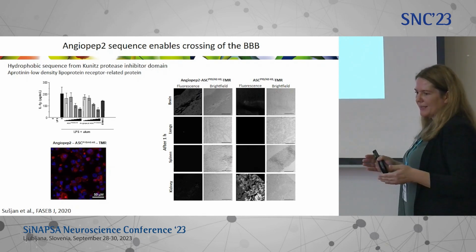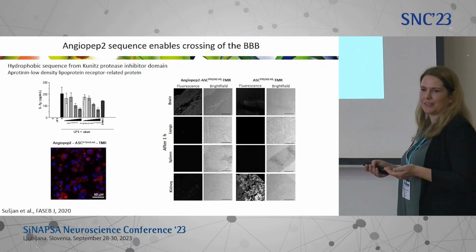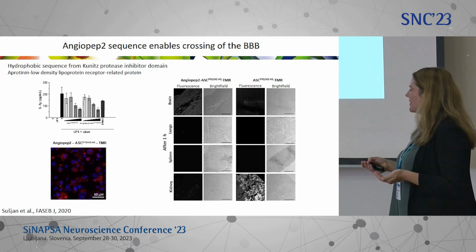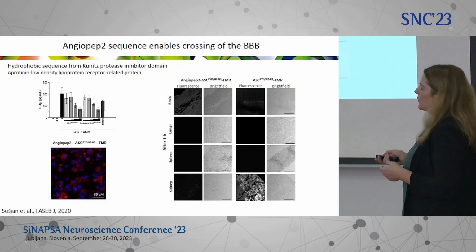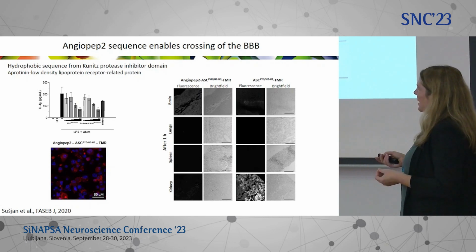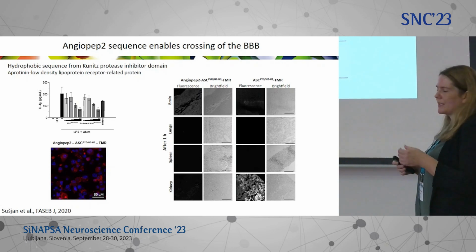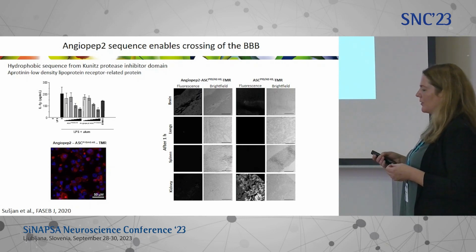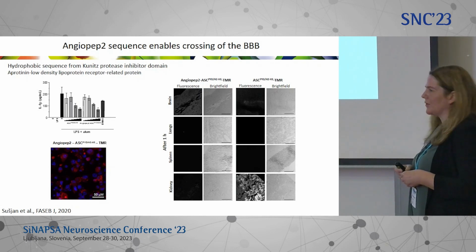Peptides and proteins and other charged molecules are notoriously known not to cross the blood-brain barrier. So we used a trick. We tagged the peptide with 2 different domains. I'm showing one here, the angio-PEP2 domain. It's a hydrophobic sequence that enables several proteins, such as aprotinin, to bind to the receptor on the surface of endothelial cells, and it can induce transcytosis into the brain.